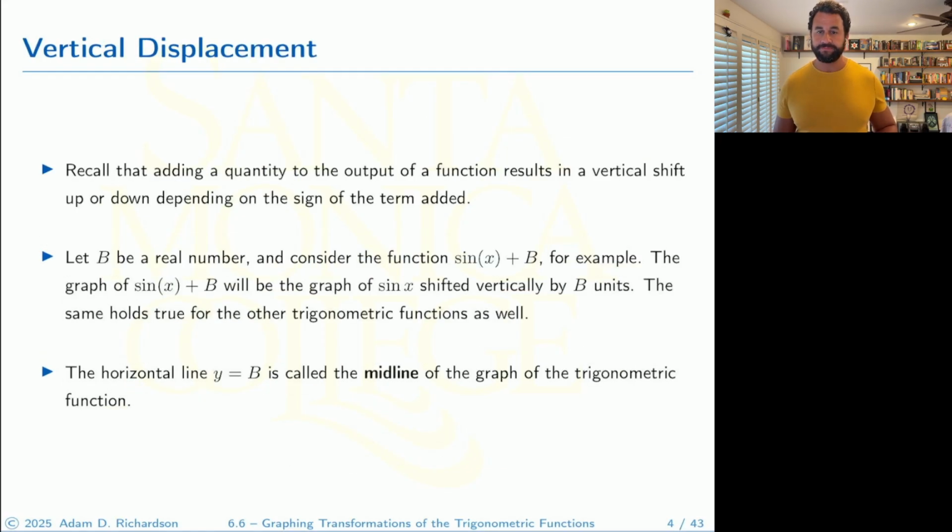All right, we'll do vertical displacement first. So remember when you add a quantity or subtract a quantity to the output of a function that gives you a vertical shift? Same thing happens here. So we're going to let b be a real number and think about the function sine of x plus b, for example. The graph of that is just going to be the graph of sine shifted vertically by b units. Same thing we saw in the past, except now it's the sine function. Now, the horizontal line y equals b is what we call the midline of the graph of a trigonometric function. It's kind of the line that the trig function hovers around. So it's called the midline.